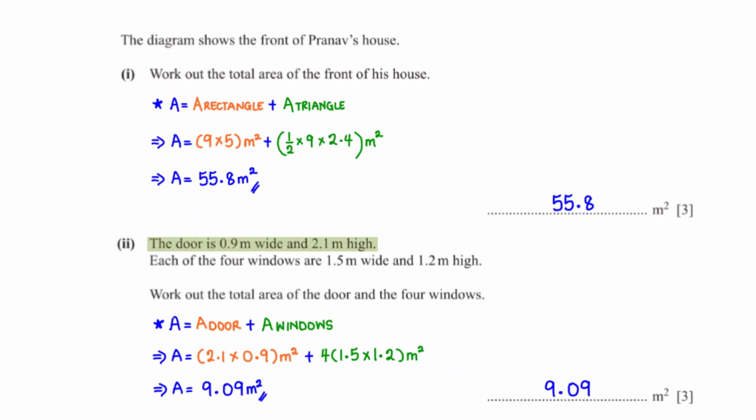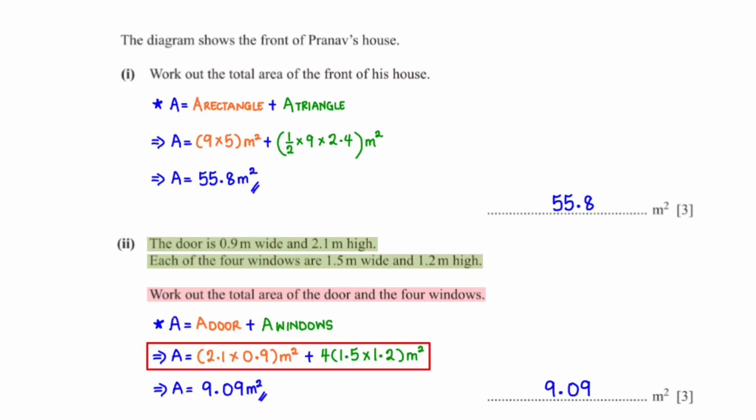The door is 0.9 meters wide and 2.1 meters high. Each of the 4 windows are 1.5 meters wide and 1.2 meters high. Work out the total area of the door and the 4 windows. The area of the door is equal to 2.1 times 0.9 meters squared, and the area of the windows is equal to 4 times 1.5 times 1.2 meters squared. When we type this into the calculator, we get 9.09 meters squared.